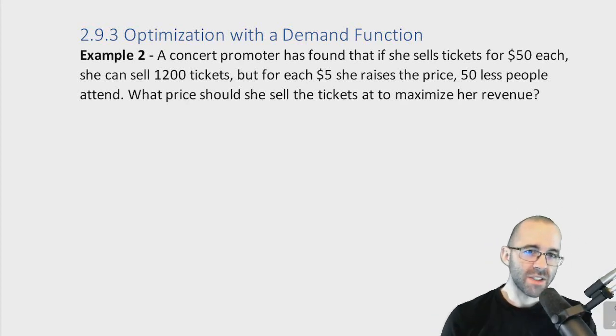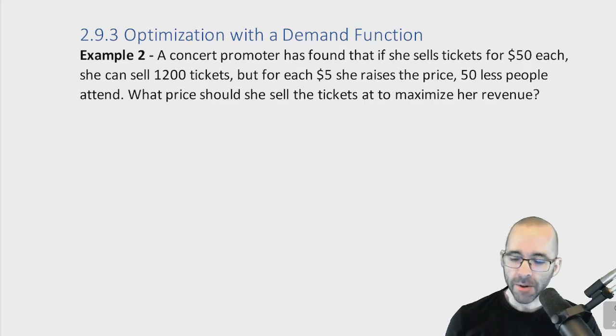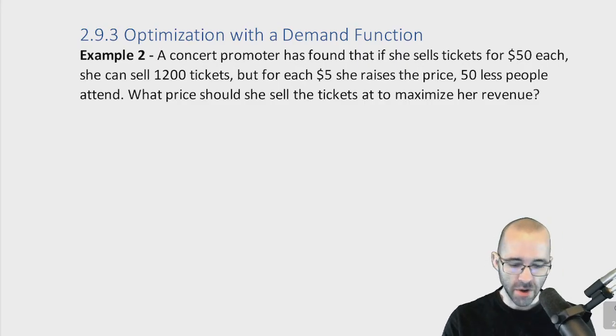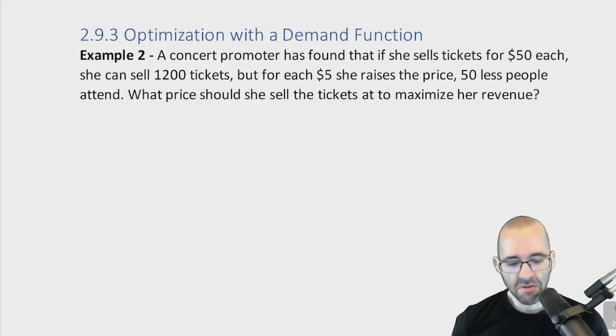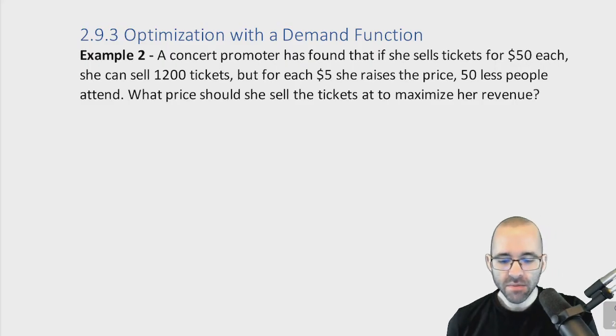Let's do another optimization problem, but this time there's a demand function, so it's going to be a little trickier. A concert promoter has found that if she sells tickets for $50 each, she can sell 1,200 tickets. But for every $5 she raises the price, approximately 50 fewer people attend. What price should she sell the tickets at to maximize her revenue?